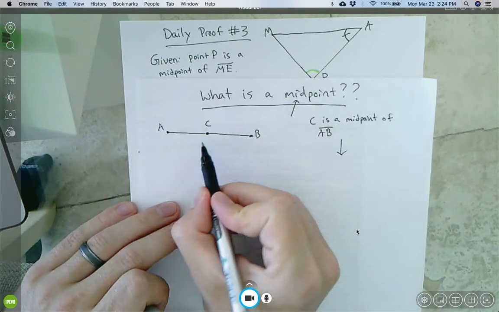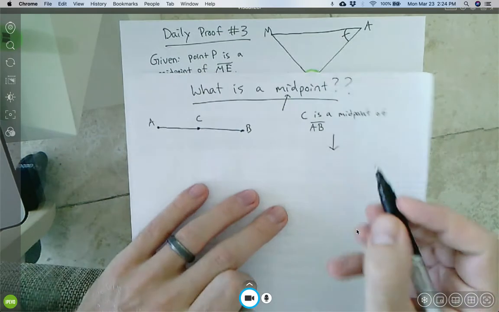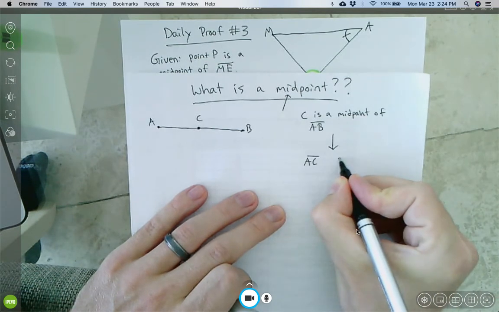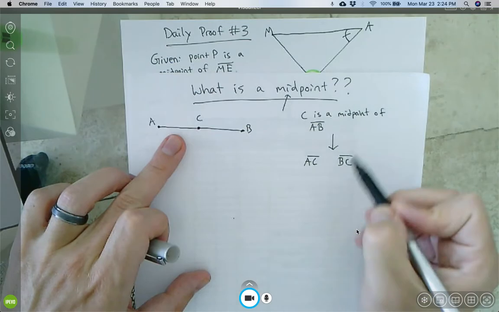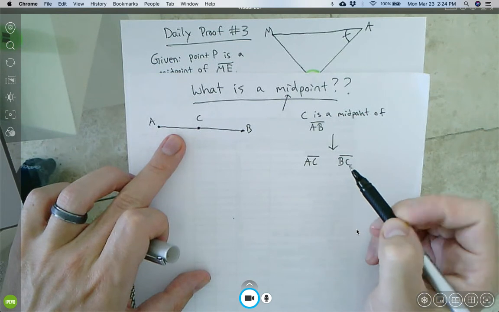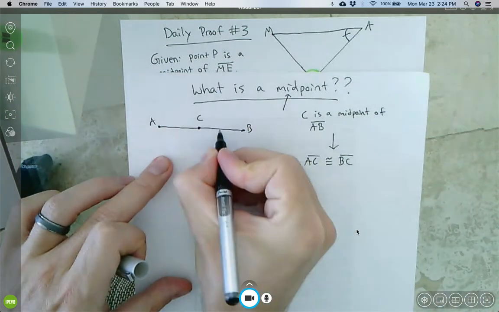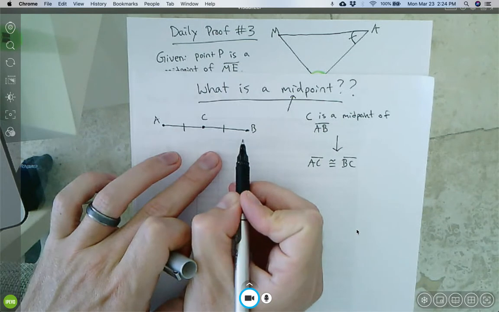So let's see. If C is a midpoint of AB, here's what we want to be able to tell from that. What do you know about AC and BC? What do you know about these two line segments if C is a midpoint? Answer that right now out loud. I hope you just said that they are congruent. If C is a midpoint, then both of these halves are congruent here, okay?